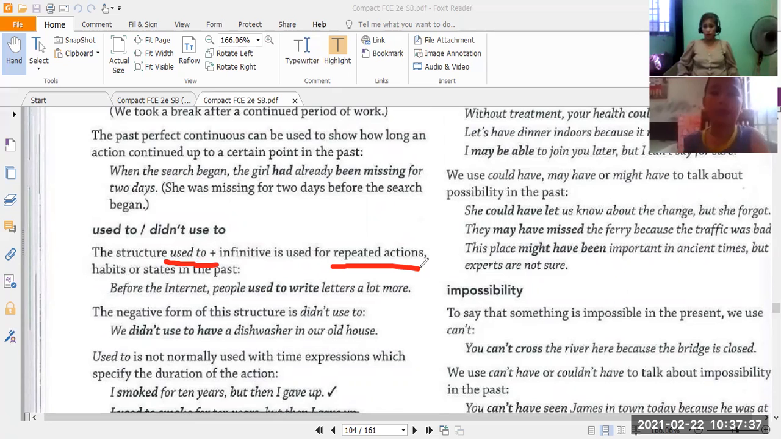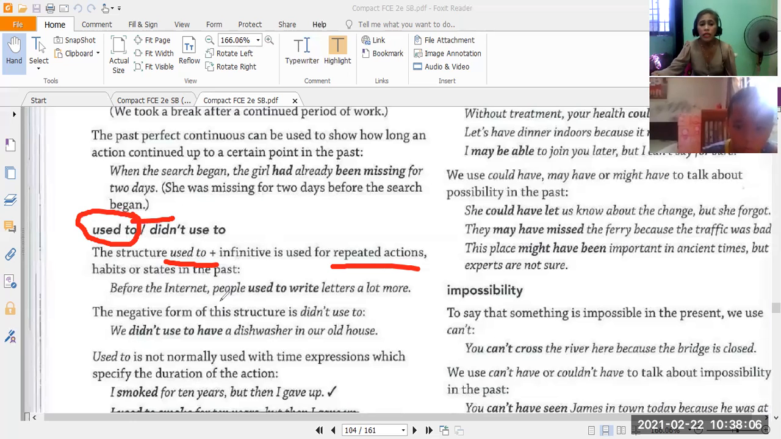It is an action that will be repeated and repeated and repeated. Very good. When we say repeated action, it's the action that's being repeated. Repeated habits or states in the past. Okay, look at this one. Sometimes we use the word used to. When can we use the word used to, teacher?